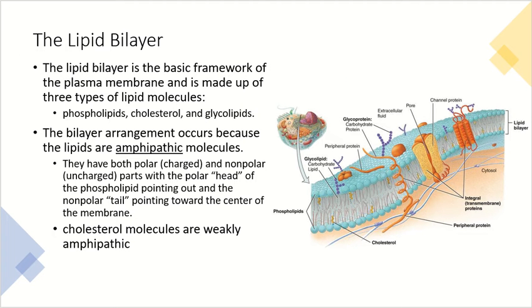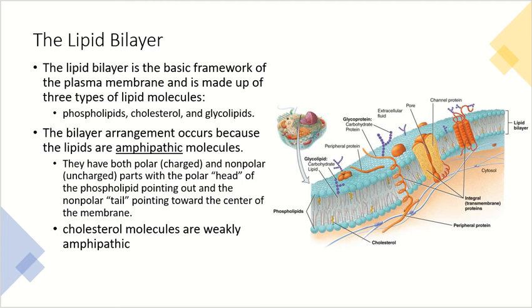The lipid bilayer is going to be the basic framework of the plasma membrane, and it's made up of 3 types of lipid molecules. We've got our phospholipids, which make up the vast majority of our lipid bilayer. You can see these here. Our phospholipids are these blue things with these crazy blue heads with these tails. We also have cholesterol and glycolipids. These are going to be interspersed throughout our plasma membrane, throughout our lipid bilayer.